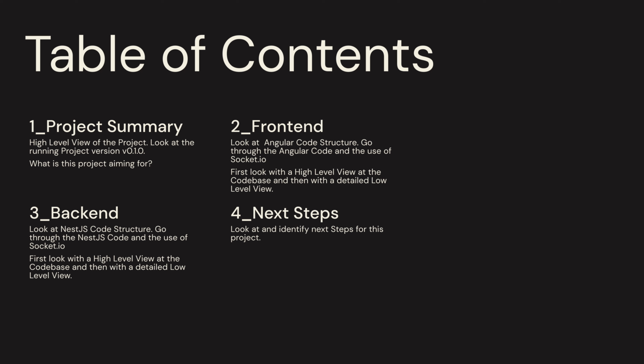In the second chapter, we look at the front end, so we look at the Angular code structure, we go through the code and the use of Socket.io, and first we take a little bit of a high-level view, and then we go more into detail. Then, in the third chapter, we go to our Nest.js backend, we look at our code structure, we also go through the code and Socket.io, or our WebSockets that we are using there, and we look at the code base with a high-level view and then in more detail.